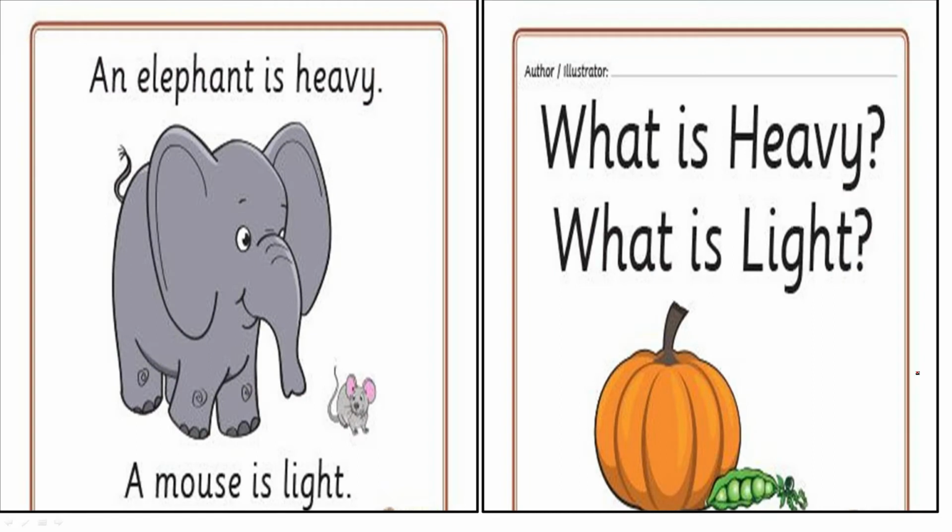An elephant is heavy. A mouse is light. A heavy, a light. What is heavy? What is light? Pumpkin is heavy. This is heavy. The bee is light.